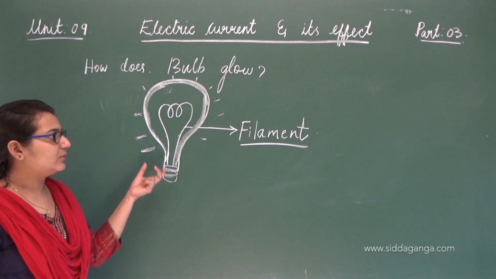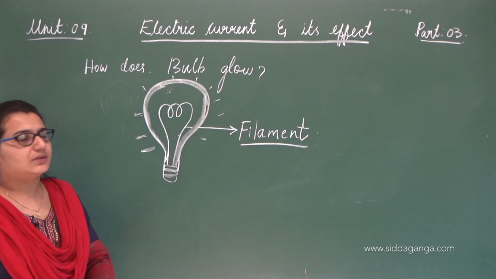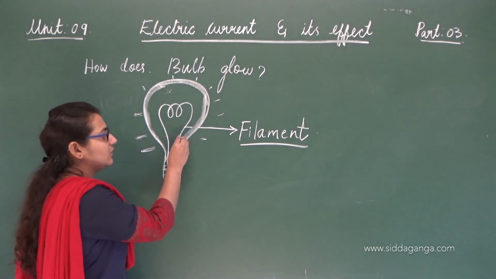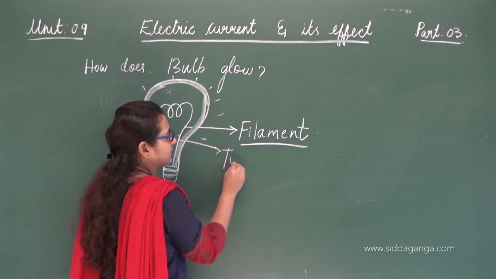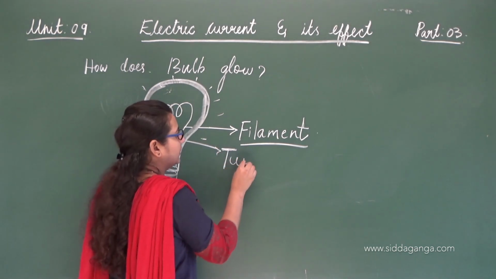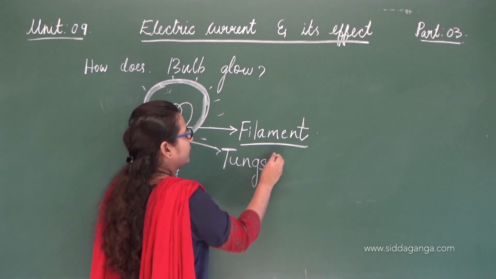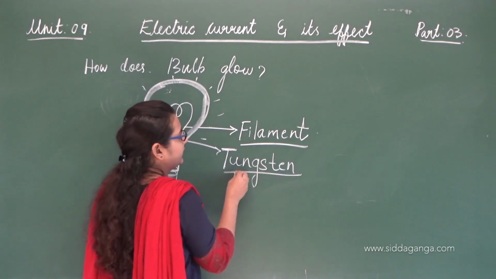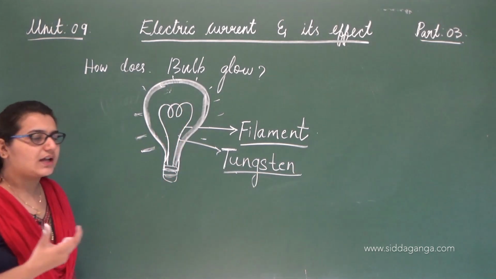The metal used for making this filament is tungsten. So remember, the metal used for making the filament is tungsten, and this tungsten has these qualities.